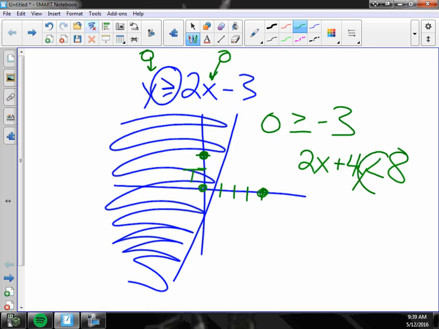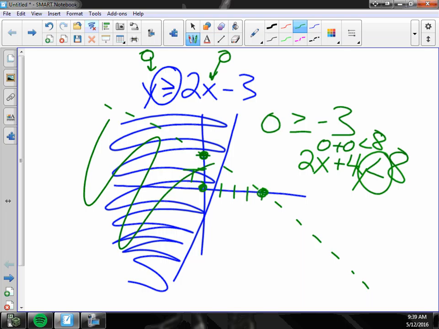And this is a less than, which means the line is dotted. What does a dotted line tell me? The line doesn't count. In the original line, if the point is on the line, then that point will satisfy the inequality. But if the line is dotted, then any point on the line will not satisfy it. Can I use 0, 0? Yes. So 0 plus 0 less than 8, is that true or false? True, so I shade all of this stuff.